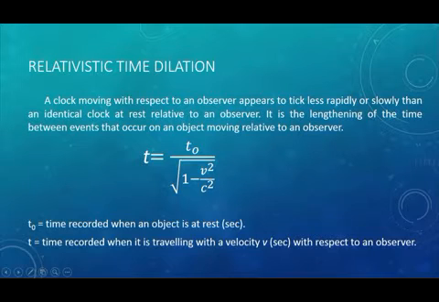And to compute the time dilation, T will be equal to T sub O over the square root of 1 minus v squared over c squared, with T sub O as the time recorded by the clock as seen by the observer when the clock is at rest with the observer, and T as the relativistic time recorded by the clock, which is traveling with a velocity approximately equal to the speed of light with respect to the observer.